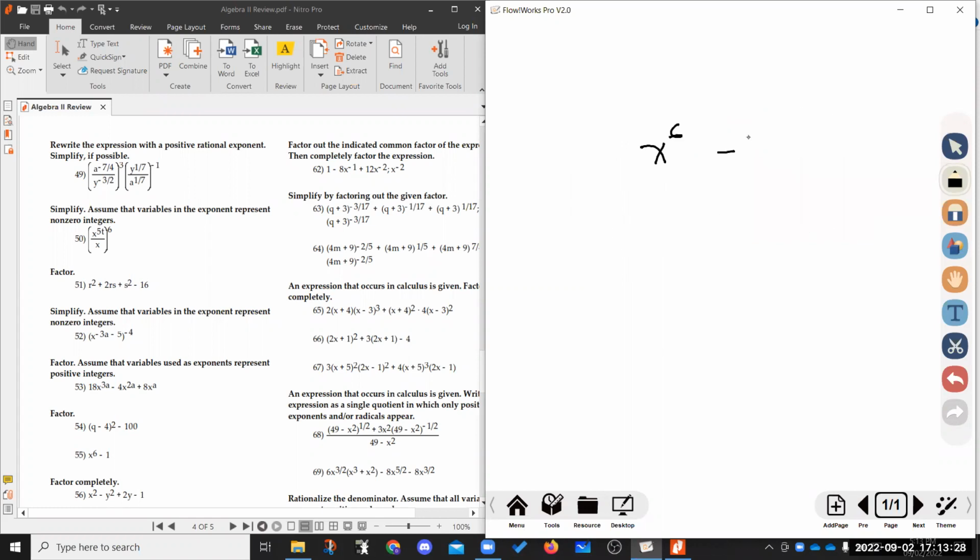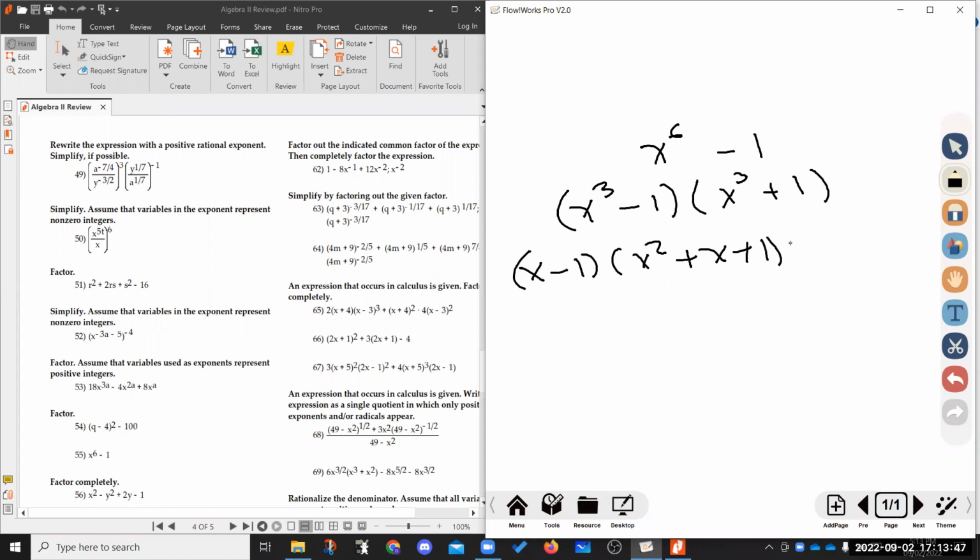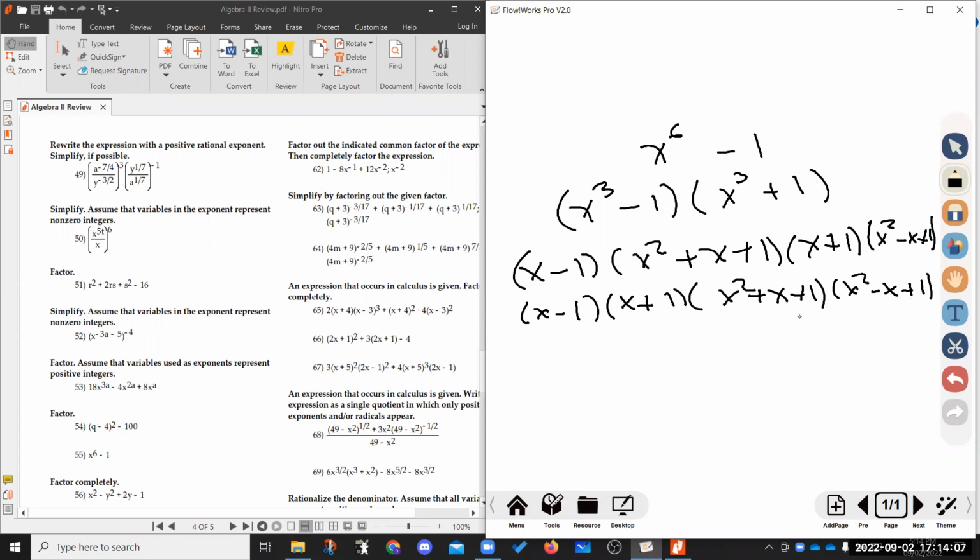X to the 6th minus 1. We need to do our difference of squares before our difference of cubes here. This is x to the 3rd minus 1 times x to the 3rd plus 1. Then our x to the 3rd minus 1 breaks down into x minus 1 times x squared plus x plus 1. And our x to the 3rd plus 1 breaks down into x plus 1 times x squared minus x plus 1. So we have x minus 1 times x plus 1 times x squared plus x plus 1 times x squared minus x plus 1.